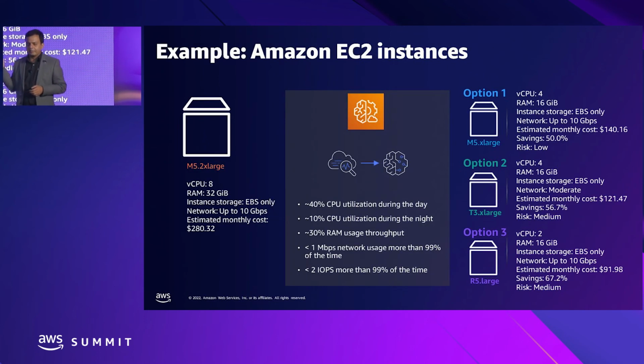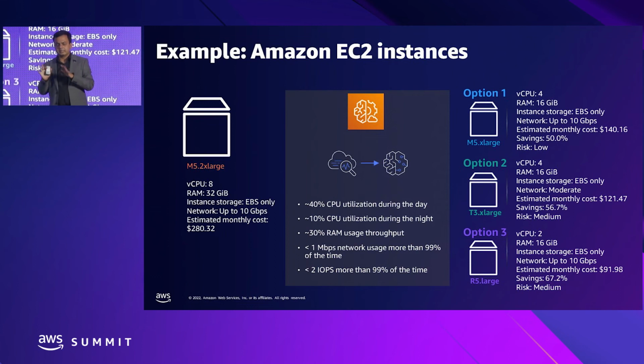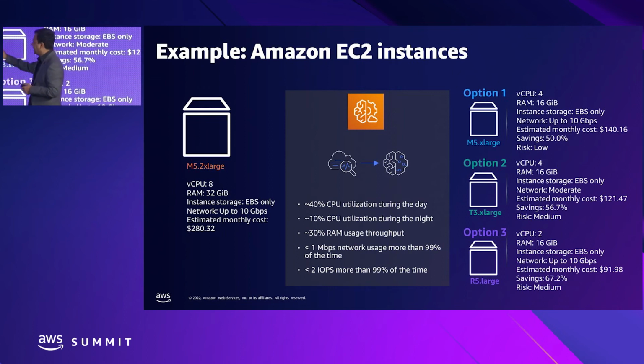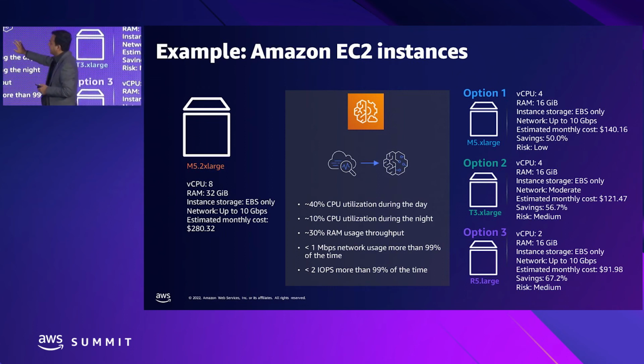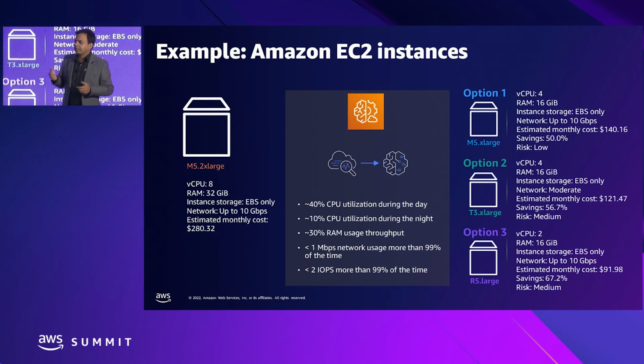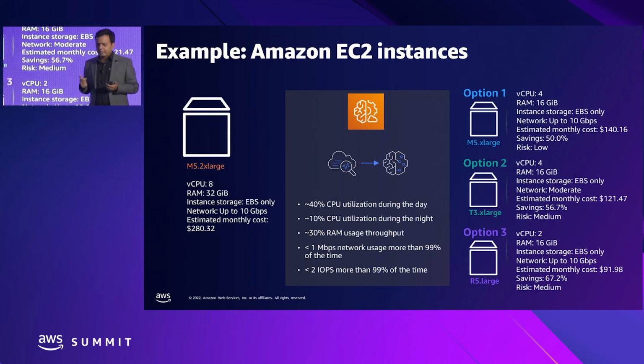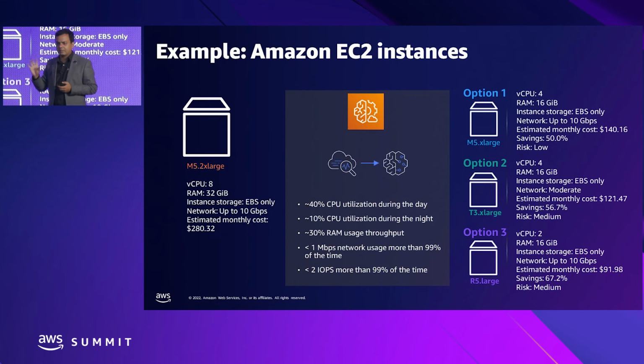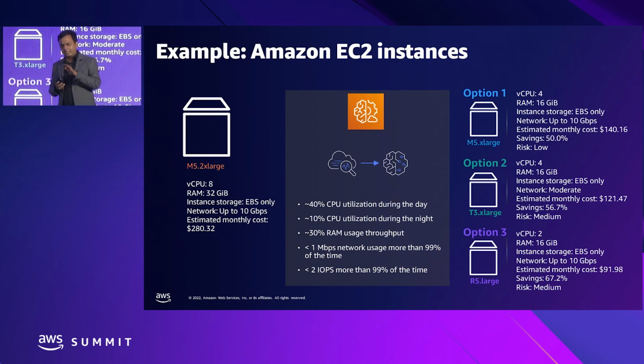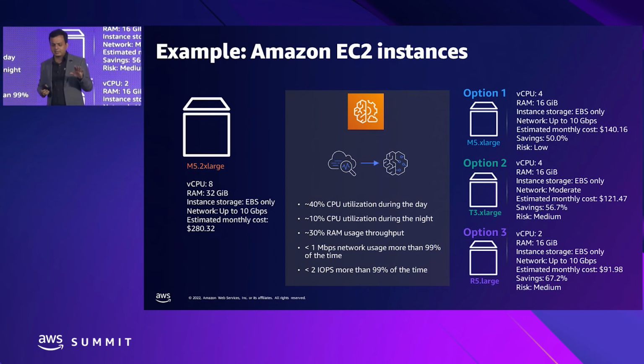This is one example of Amazon EC2 instance related recommendations. Again, first it analyzes the current state. It is an M5 2xlarge instance with 8 vCPUs and 32 GB RAM. The analysis report shows 40% CPU utilization during the day and 10% at night time. The memory utilization is somewhere around 30%. There is very little network utilization and very little IOPS needed. That is the report that is generated.